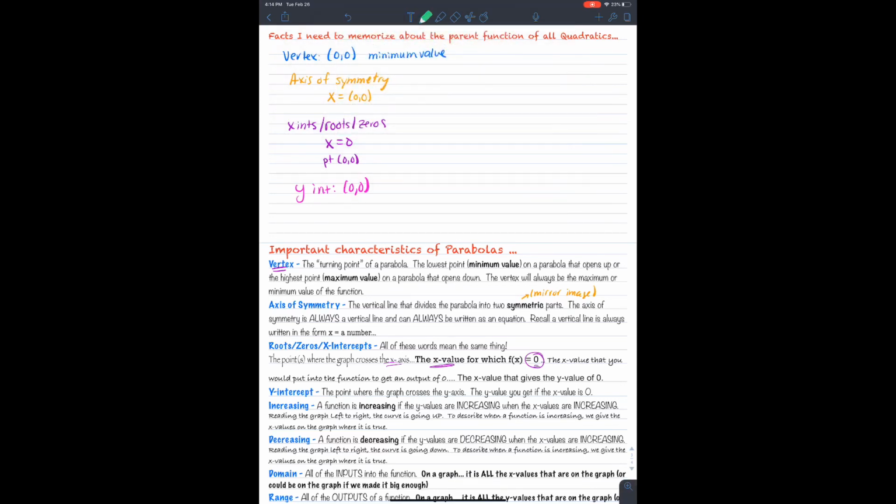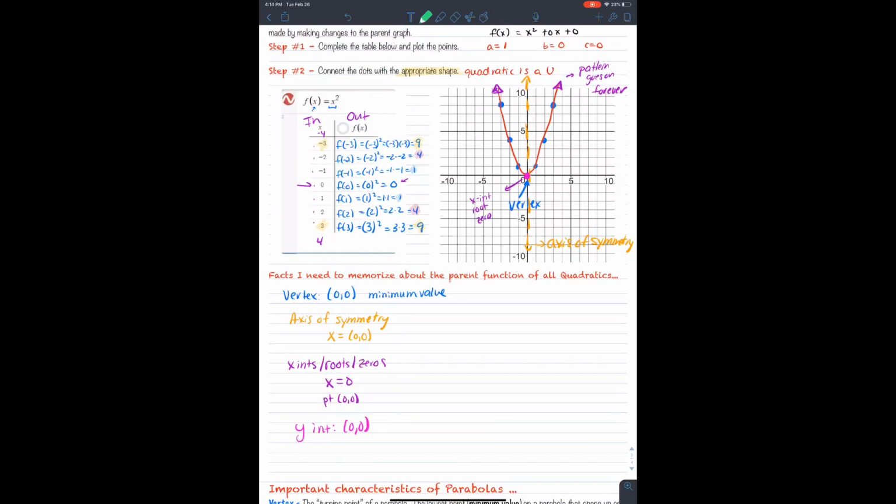A graph is increasing if the y values are increasing as the x values are increasing. A function is decreasing if the y values are decreasing when the x values are increasing. What we can see here is if we start on the curve, so if we're on the graph, we read from left to right. What is the y value doing?